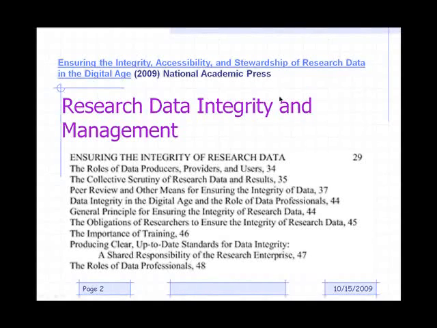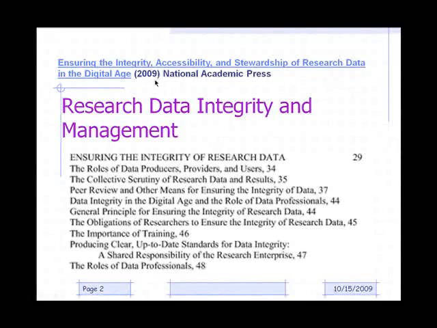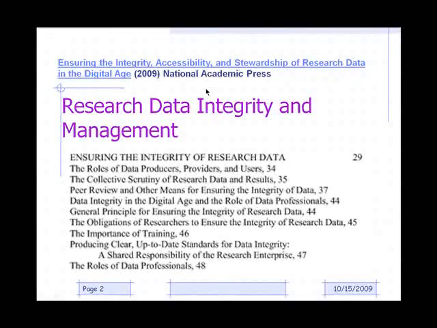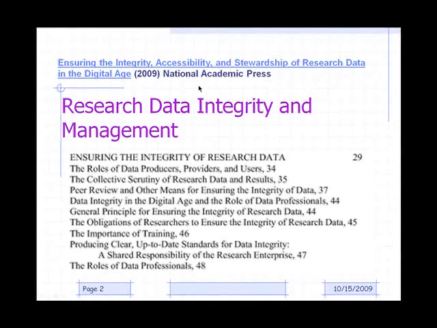So I did a little search under this category of research data integrity and management, and found a recent publication, at least at the time of the recording, available from the National Academies Press, but it was actually sponsored by the National Academy of Sciences and several other similar types of scientific academies that are obviously involved in trying to standardize procedures and processes within the academic research arena.